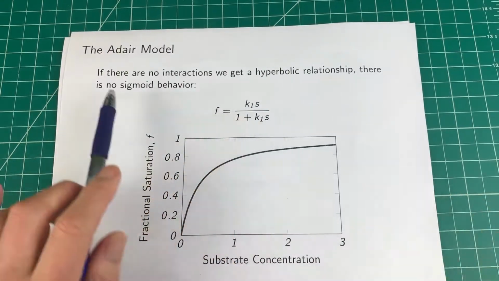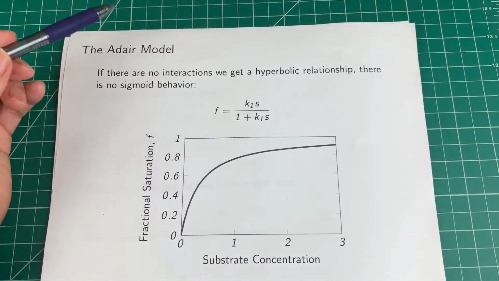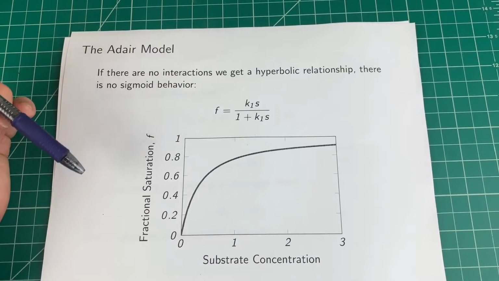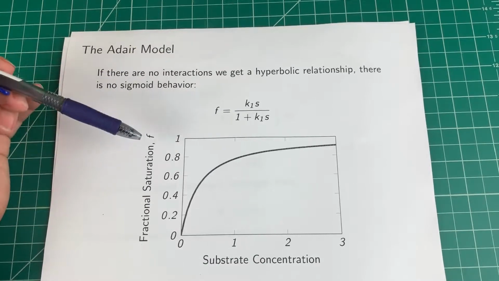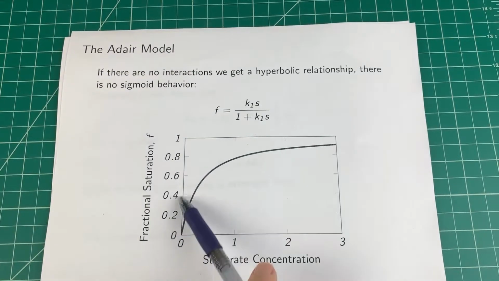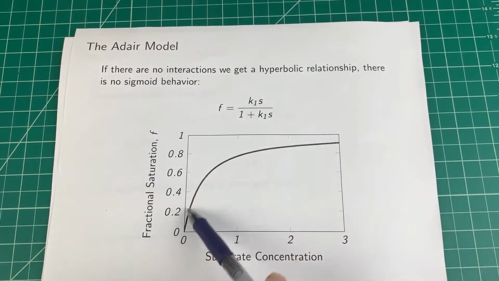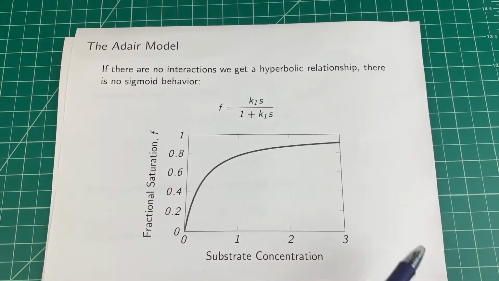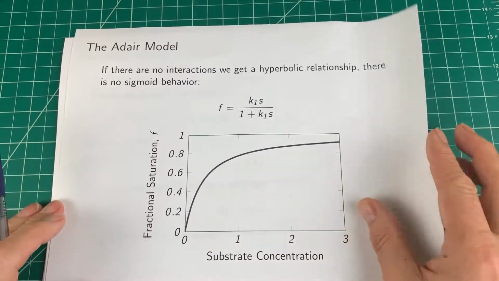That's the expression again. So if there are no interactions between the sites, in other words, all the microscopic association constants are equal to each other, we get a hyperbolic response. This is not sigmoidal. This is not S-shaped. So if there are no interactions, we don't get what we actually see with hemoglobin.